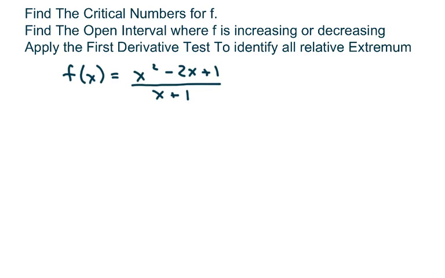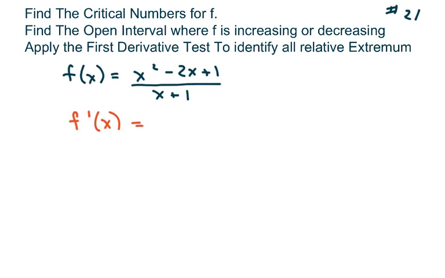Hi everyone, we're going to find critical numbers for f. This is number 21. And find open intervals where f is increasing or decreasing. And first we're going to take the derivative so we can apply the test to identify any relative extremum.